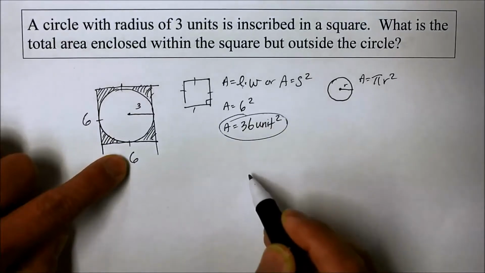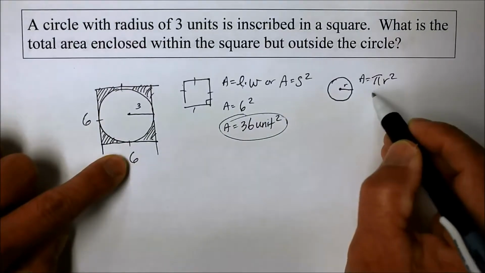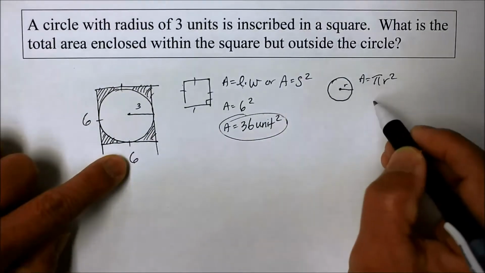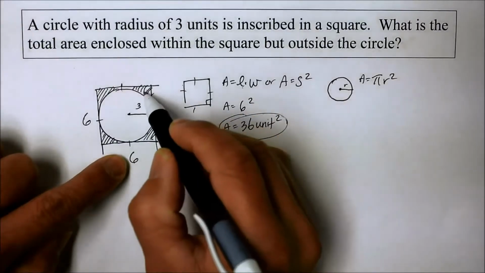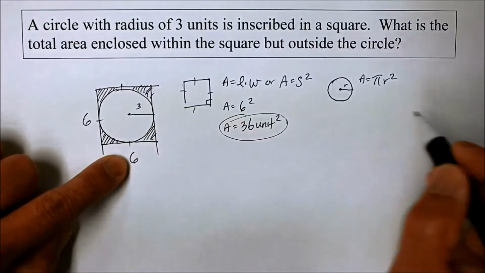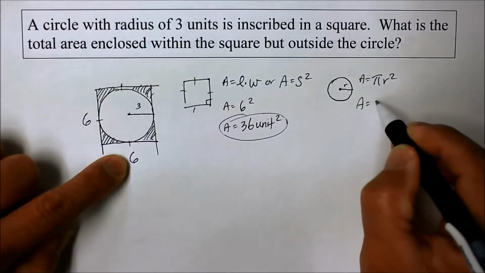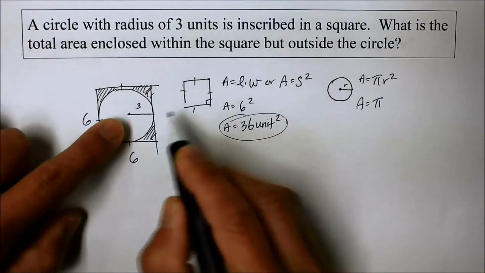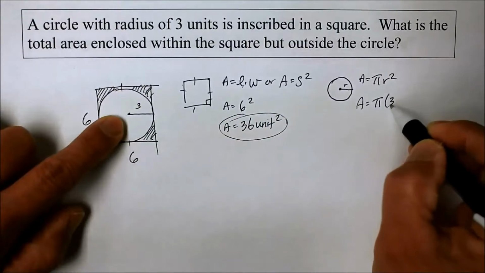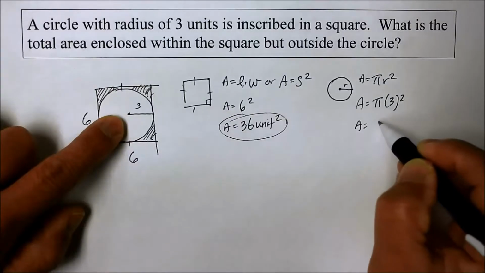So the area is 36 square units. That's nice. Now we just have to find the area of the circle and subtract that away from the square, which will give us the remaining pieces. The area is pi r squared, so pi times the radius, which was given as 3 squared. Therefore it's going to be 9 pi.